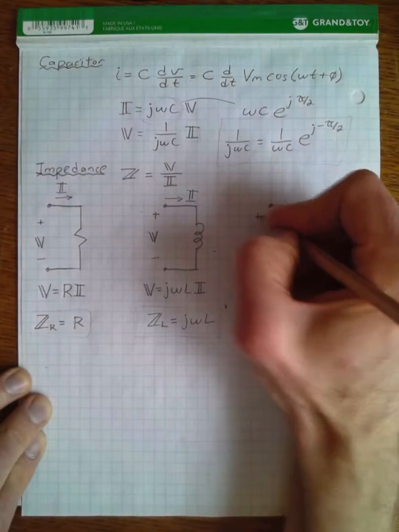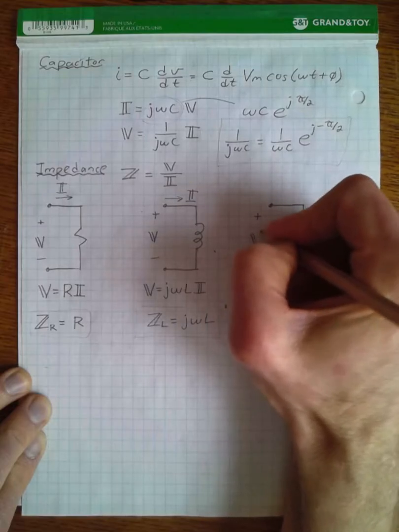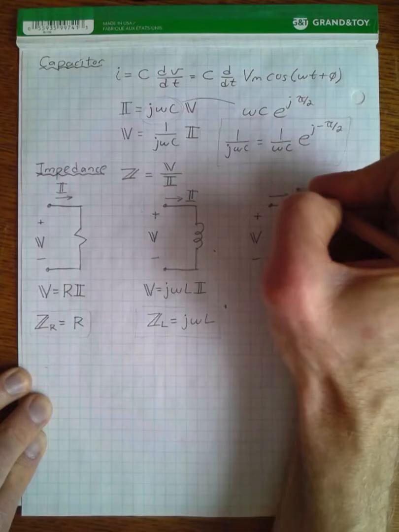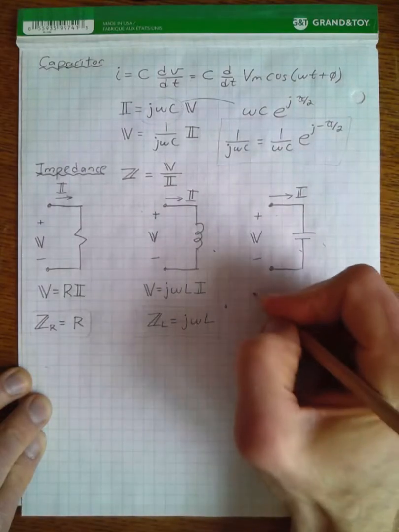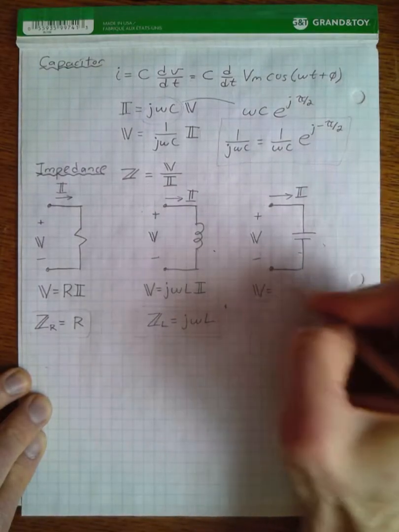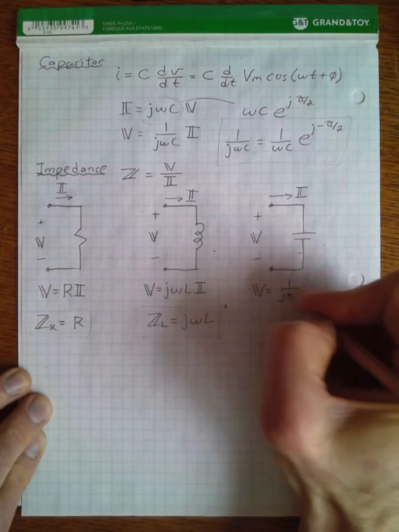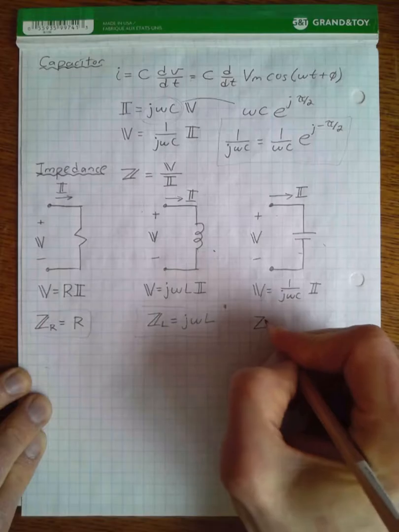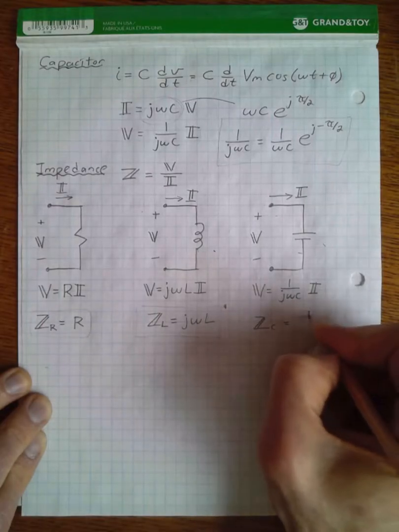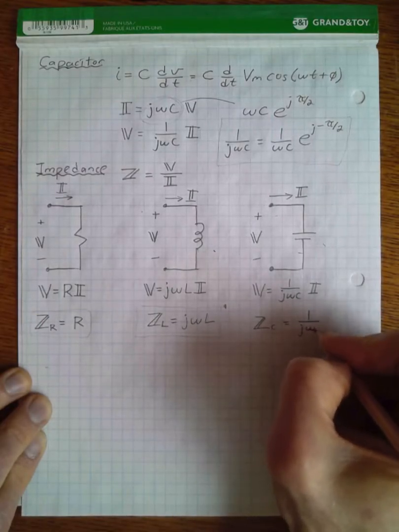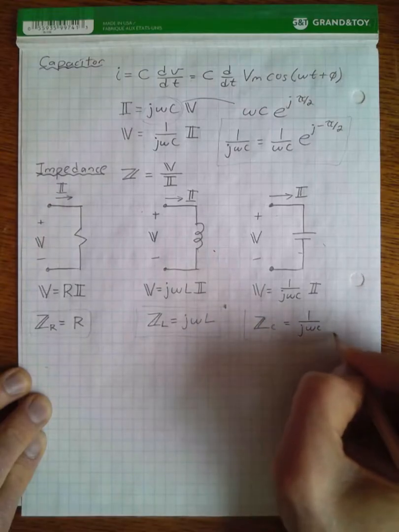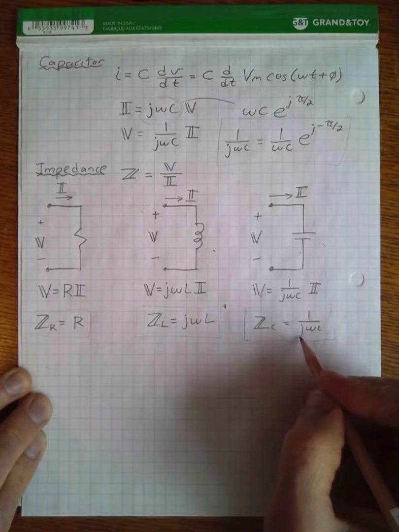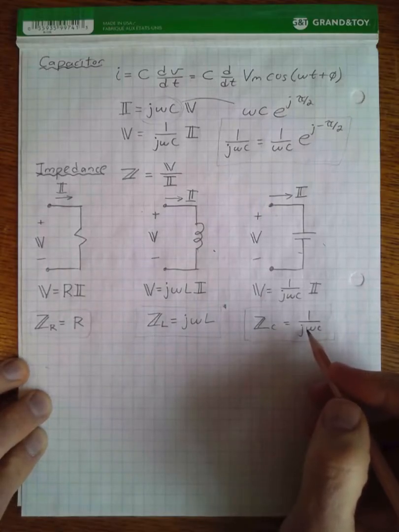Finally, if we take a look at the capacitor, voltage across the capacitor, current flowing into the capacitor, voltage is just equal to 1 over j omega C times I. And so that means the complex impedance of a capacitor is equal to 1 over j omega C. Again, this is just a complex number. Its magnitude is 1 over omega C, and its phase is minus pi by 2.